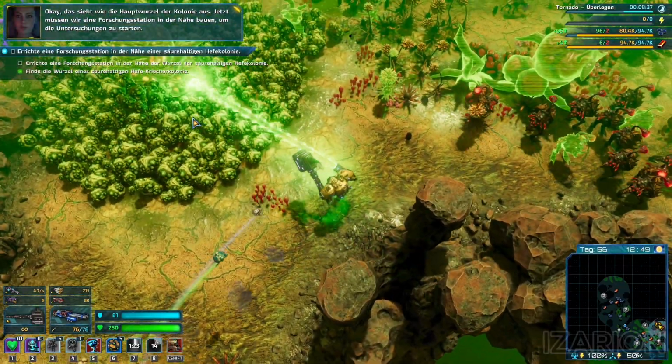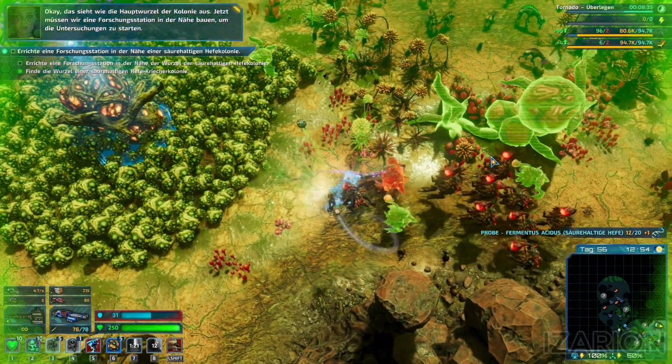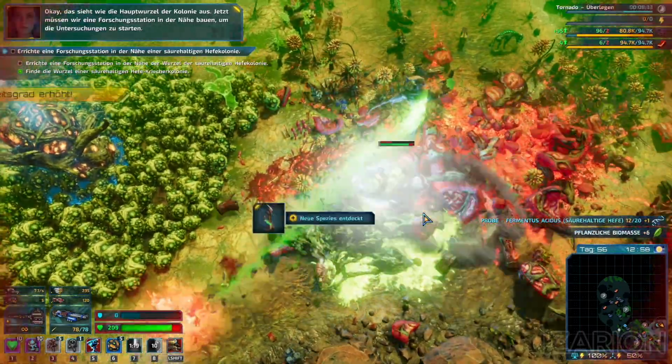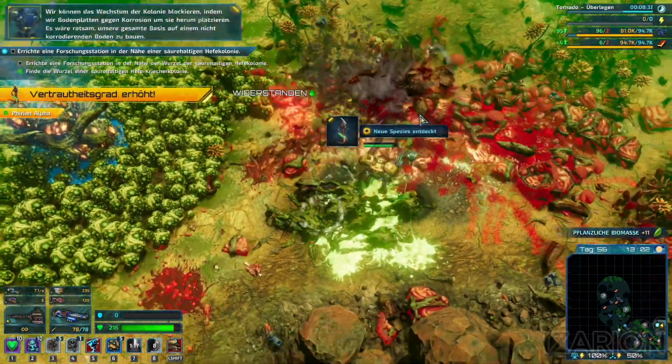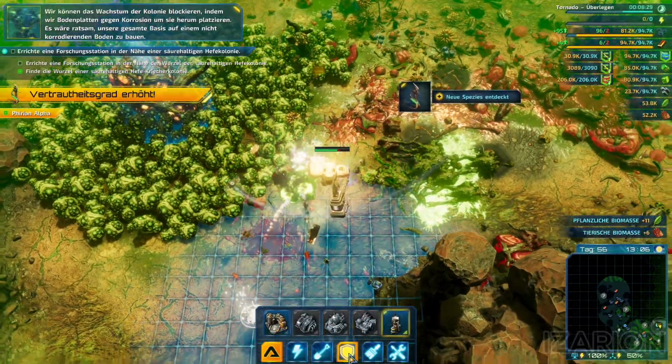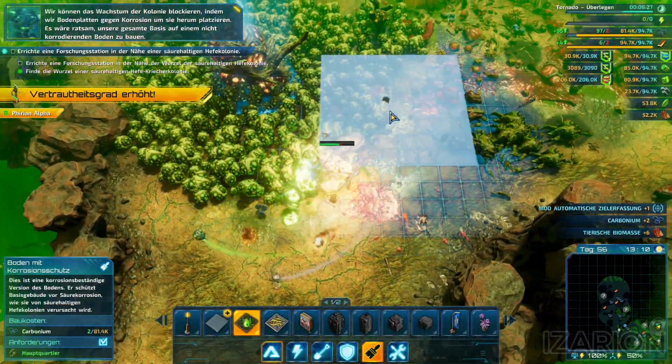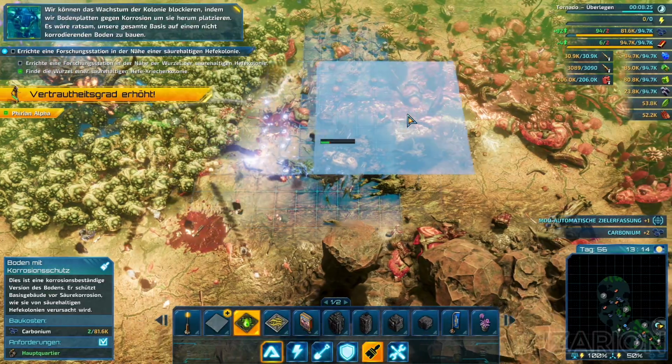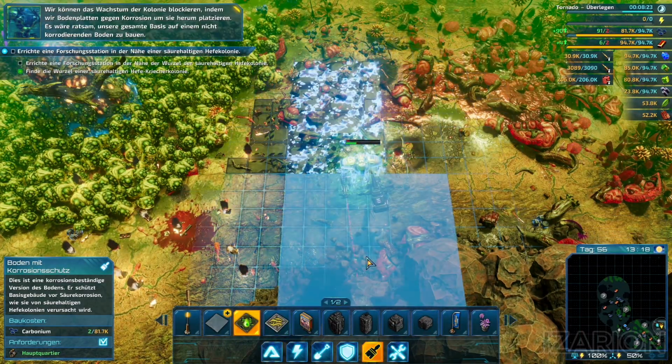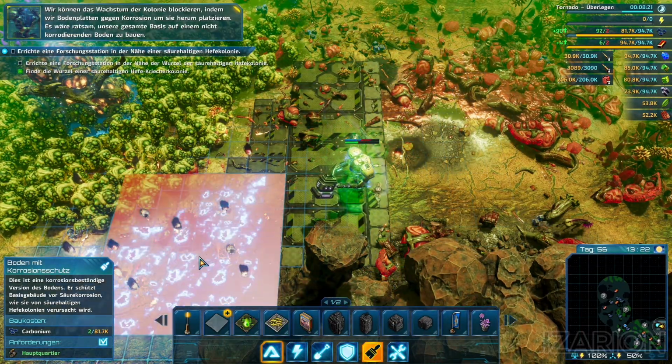Okay, this looks like the central route of the colony. Now we have to build a research station close to it to start the scanning procedure. Remember that we can block the growth of the colony by placing anti-corrosive floor tiles around it. It would be advised to build our entire base on anti-corrosive floor.